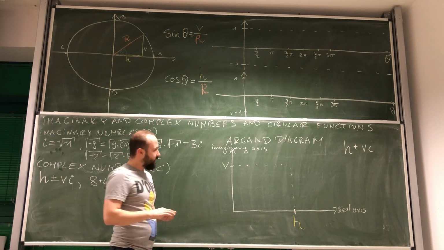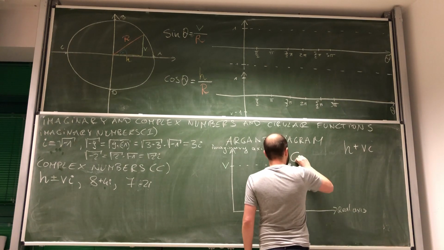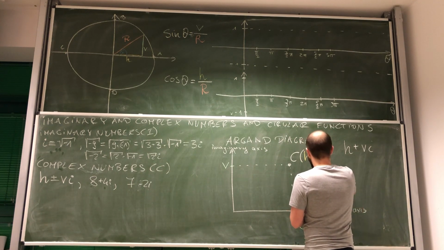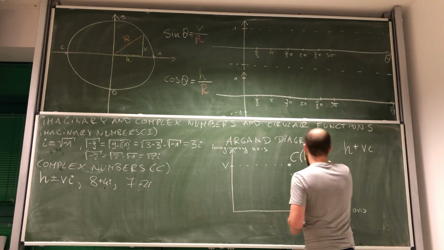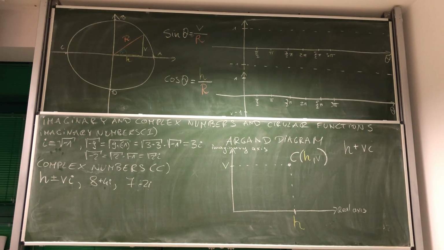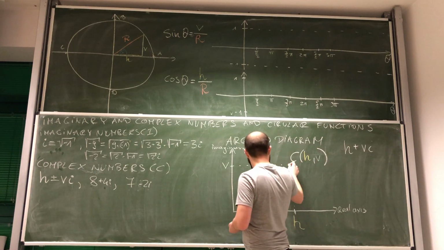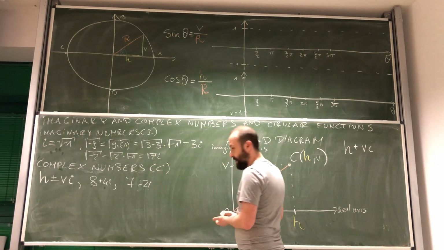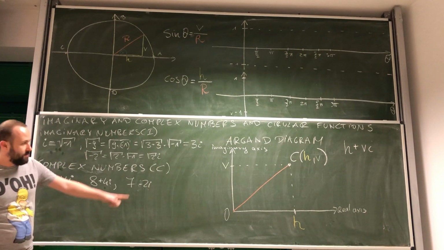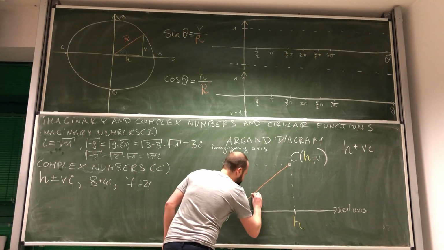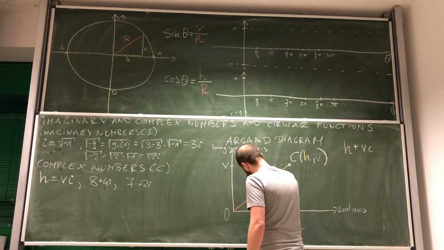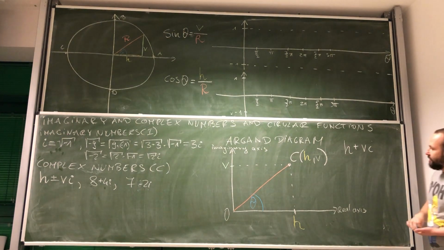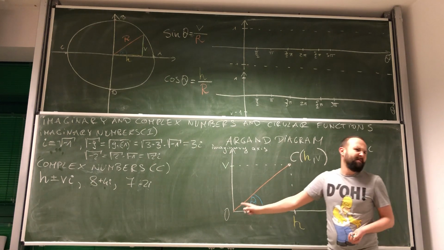Okay, so now look, we got a pair of points over here of a complex number, one that is h and one that is v. And right away we can see that if I draw a line from the origin, then this line is going to be associated with the angle theta, and a vector, or let's simply say a line going from origin to C.